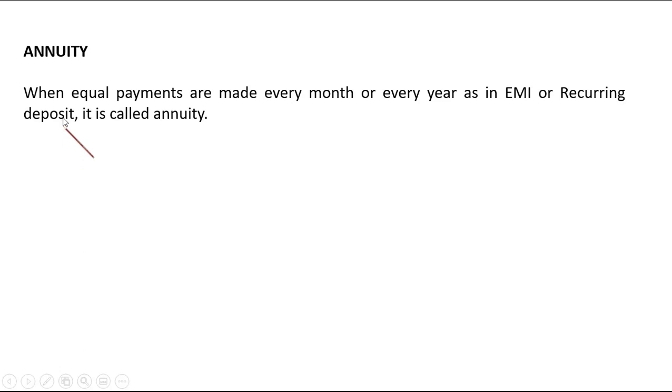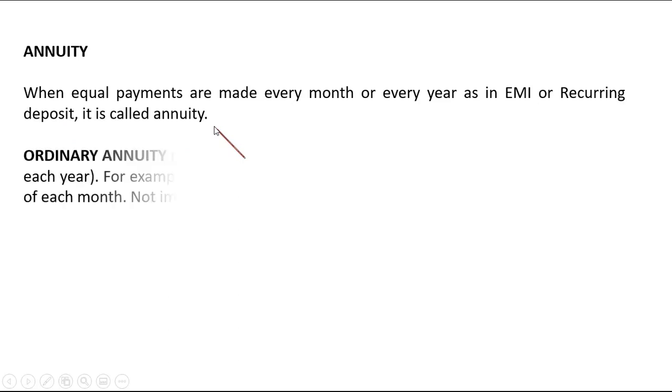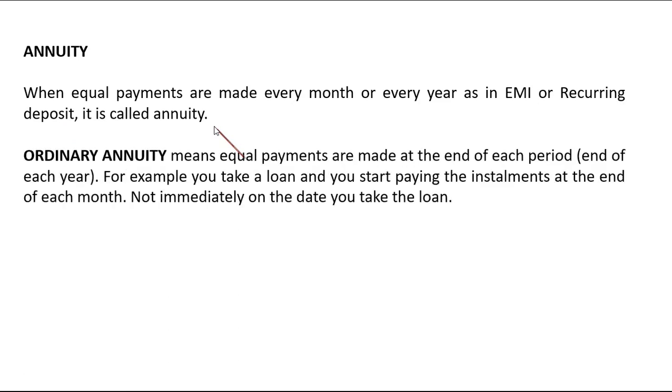Now let us learn and understand what is annuity. When equal payments are made every month or every year, as in equal monthly installments or as in recurring deposit, it is called annuity. There are two types of annuities.